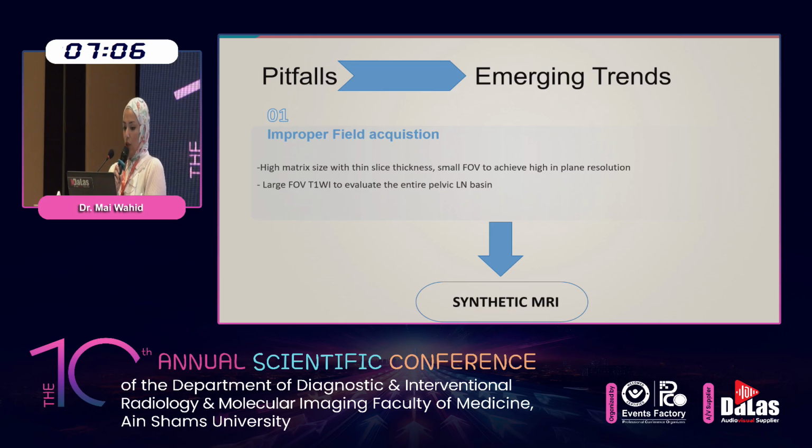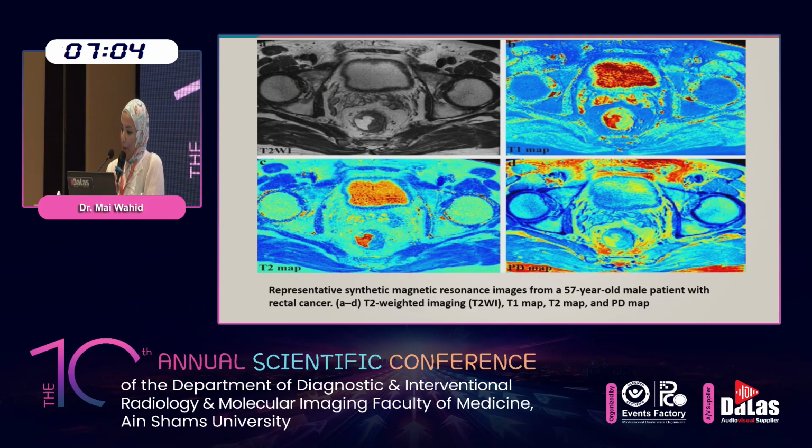Improper field acquisition can be overcome by synthetic MRI. This is a representative image of synthetic MRI from a 57-year-old male patient with rectal cancer. We can see here T2 image, T1 map, T2 map, and proton density map.